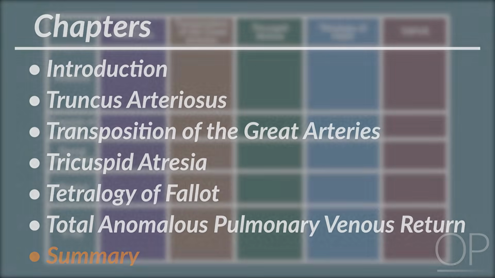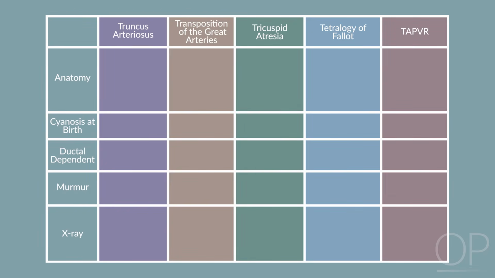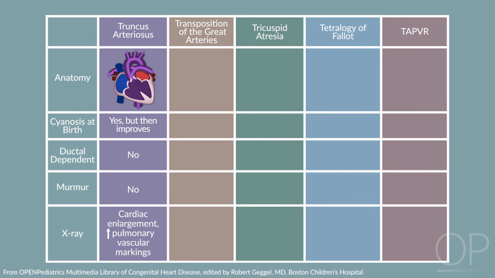Summary. As a final review, we will complete the following table to compare these common cyanotic congenital heart conditions. In truncus arteriosus, the aortic and pulmonic valves are replaced by a common semilunar valve and truncal artery. Truncus arteriosus causes cyanosis at birth but then improves. It is not ductal dependent. It presents with a loud, single second heart sound and a prominent ejection click at the apex. Chest X-ray shows cardiac enlargement and increased pulmonary vascular markings.